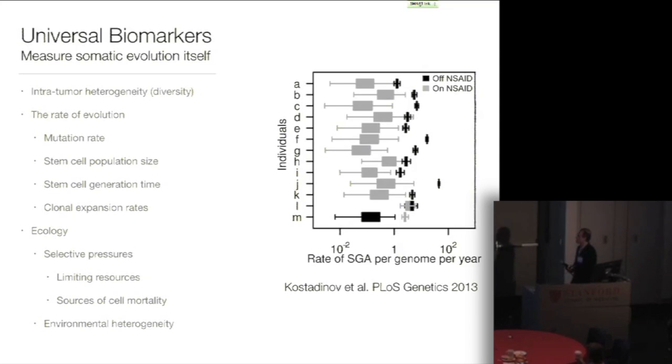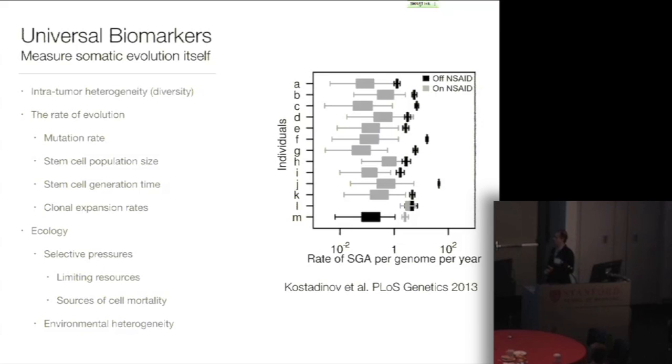It's also the case that the ecology of the tumor structures this evolution, and so there should be some universal biomarkers based on ecological theory. That is, what are the selective pressures? If you take for a moment the sort of Jurassic Park view that life will find a way, then you can ask the question, what are the selective pressures? And you can bet that the tumor will respond to those selective pressures and predict its future behavior based on just understanding the pressures. So again, limiting resources, the sources of cell mortality.